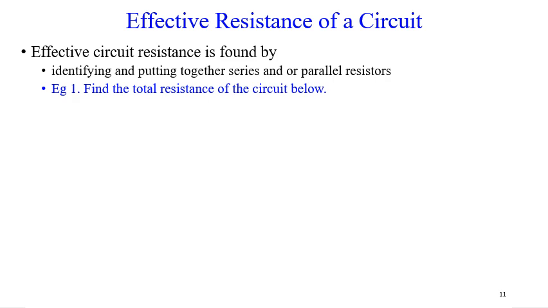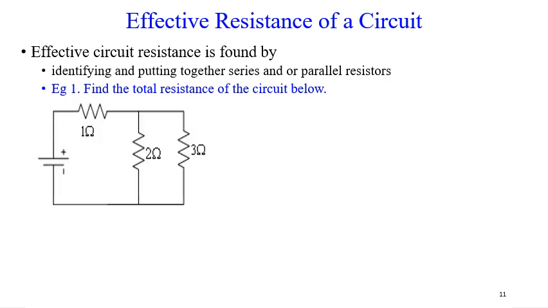So find the total resistance in the circuit below. So just as I showed you my principle, they say we should find the total resistance in the circuit below. So what do we do? First of all, there are three resistors. So there's 1 ohm, 2 ohm, and 3 ohm.